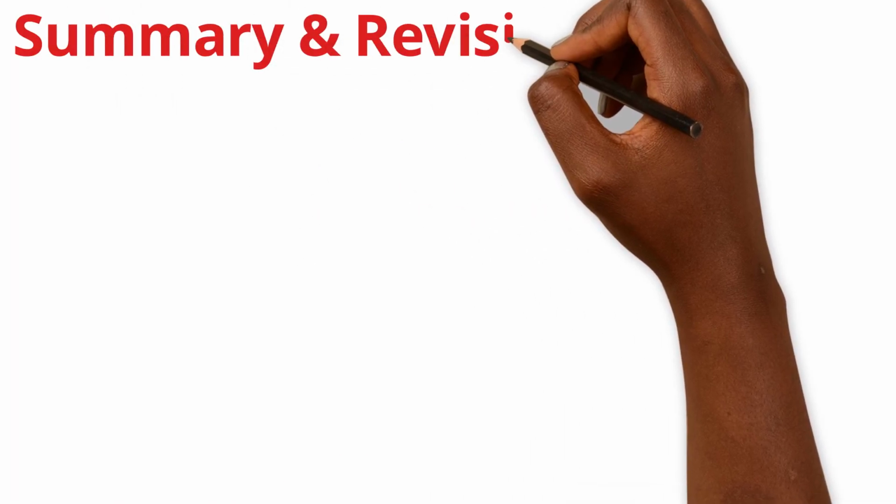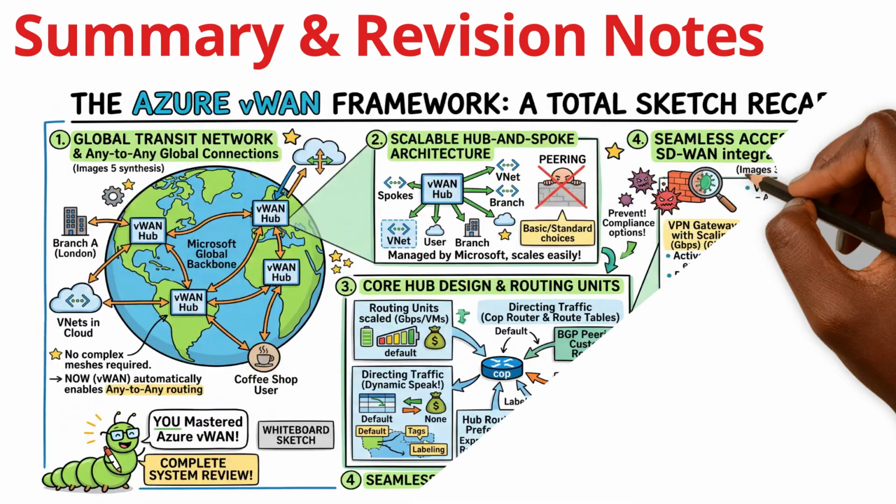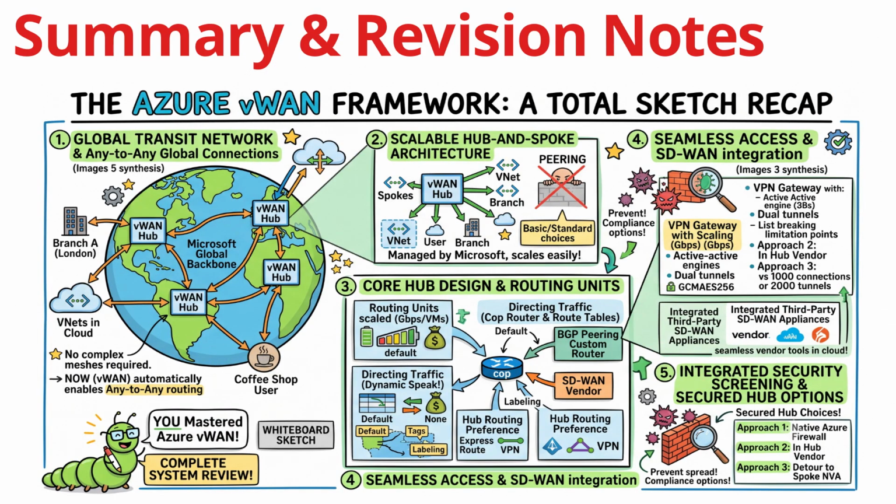During this complete system review, you mastered the entire Azure Virtual WAN framework. You learned to move beyond complex meshes, implementing automatic any-to-any global connectivity over the Microsoft backbone. We explored scalable hub-and-spoke architectures managed by Azure, and we designed core hubs, scaling routing units, and directing dynamic traffic with BGP peering. We then implemented seamless access using massively scalable VPN gateways that broke traditional limitations and integrated with third-party SD-WAN vendor appliances.